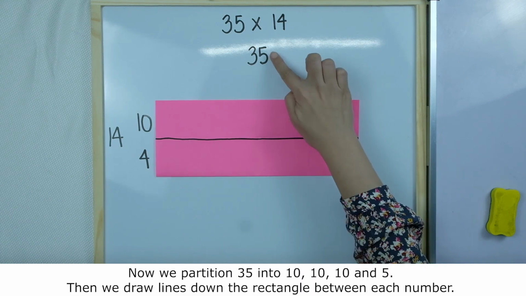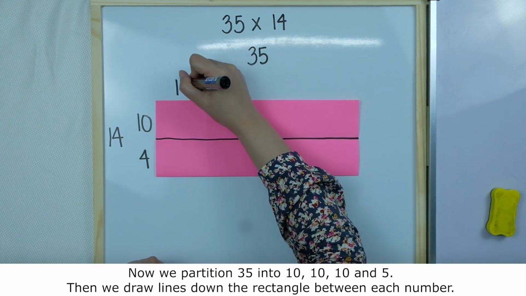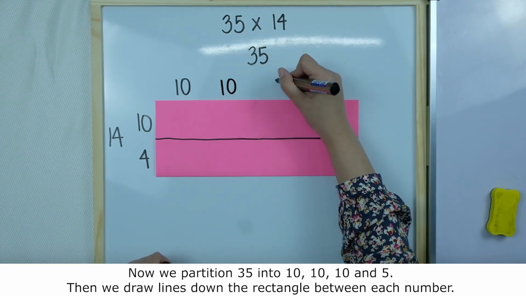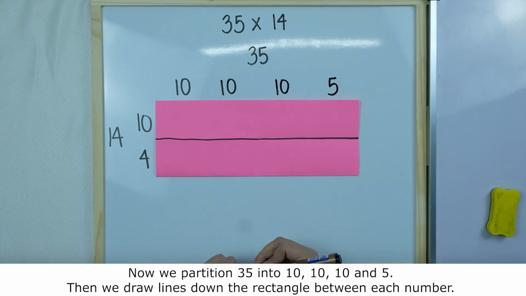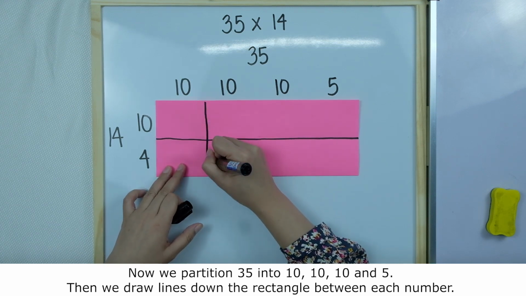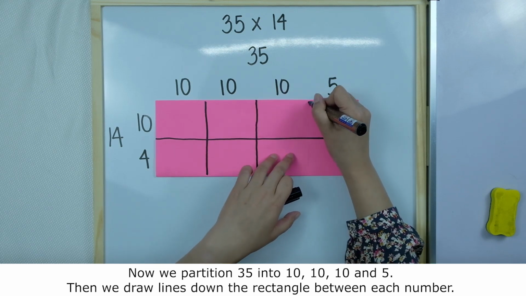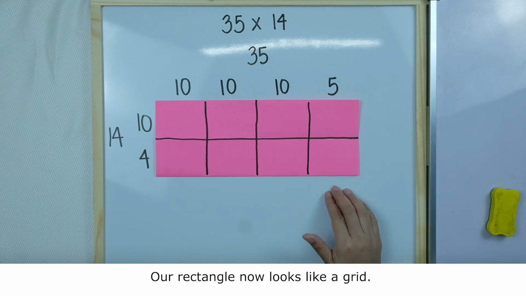Next, we partition 35 into four numbers. These four numbers are 10, 10, 10, and 5. Then we also draw lines down the rectangle between each number, just like what I am doing right now. Now, our rectangle looks like a grid.